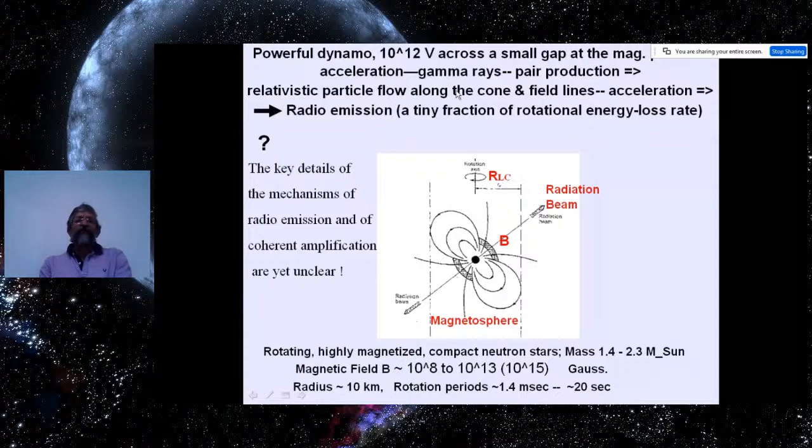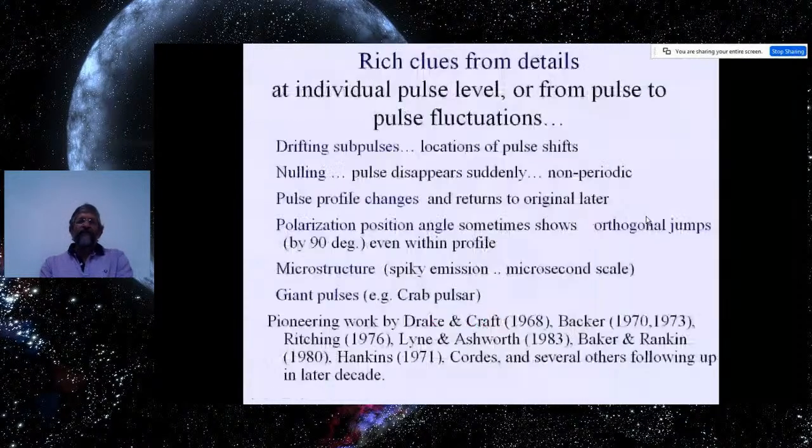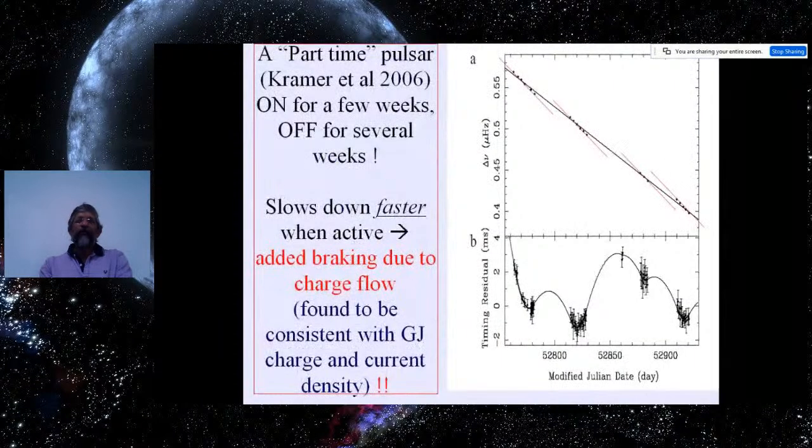So you have a relativistic particle flow along these field lines, and because the field lines are curved, the charged particles experience acceleration, and accelerated charges radiate, and that's the tiny radiation that we see. It's a tiny fraction of the rotational energy loss rate. I'm going to skip over this and just show one final thing, which is tied up with this large flow of charged particles along this cone, the radiation cone.